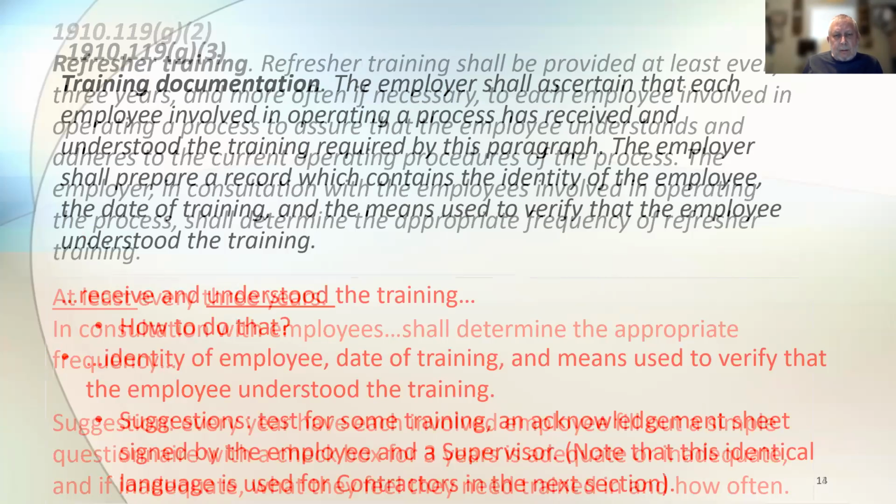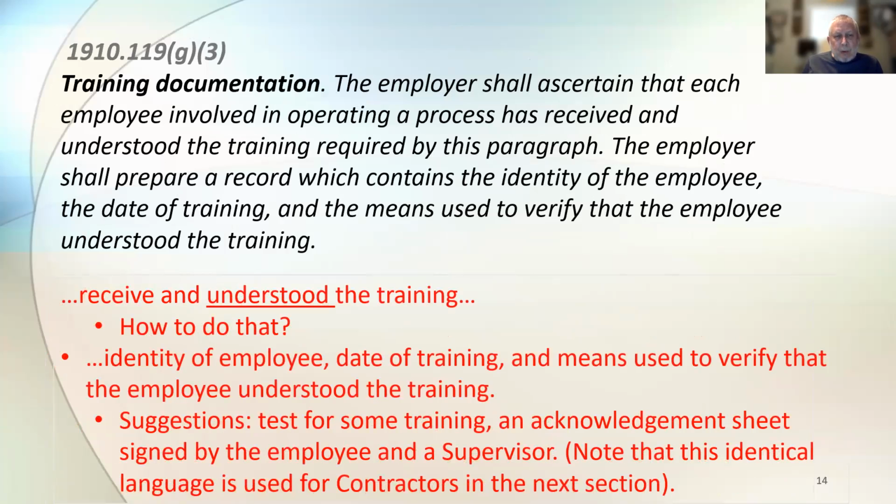Training documentation. The employer shall ascertain that each employee involved in operating a process has received and understood the training required by this paragraph. Okay, not that they just got it. Here, sign here, you've been trained. No, that you have received it and you understood it.